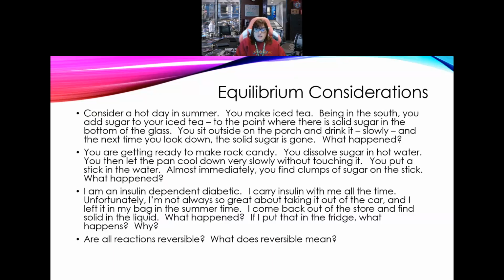Okay. I'm an insulin-dependent diabetic. I carry insulin with me all the time. Unfortunately, I'm not so great about taking it out of the car. Sometimes I will leave it in the big purse and leave the big purse in the car, and it stays there a lot longer than I was anticipating, and I come back and I pick up that bottle of insulin, which should be clear, and it's not clear. It's milky. I find solid in the liquid. And the question is, what happened? What happened to that? And if I put that back in the fridge, is it going to change?